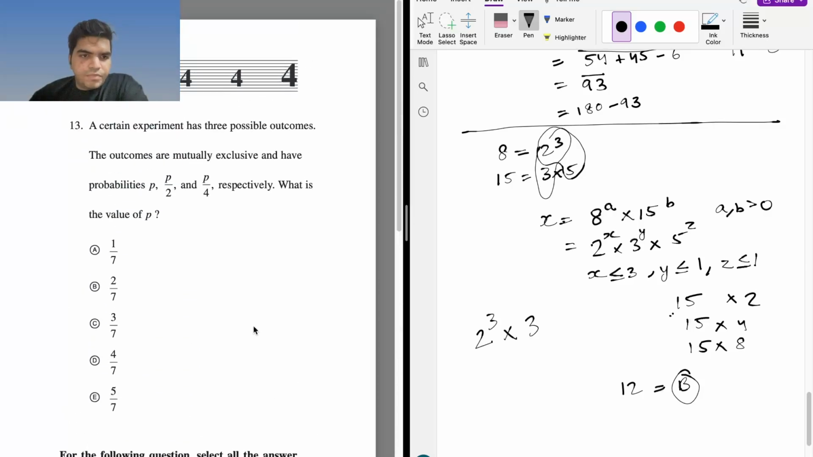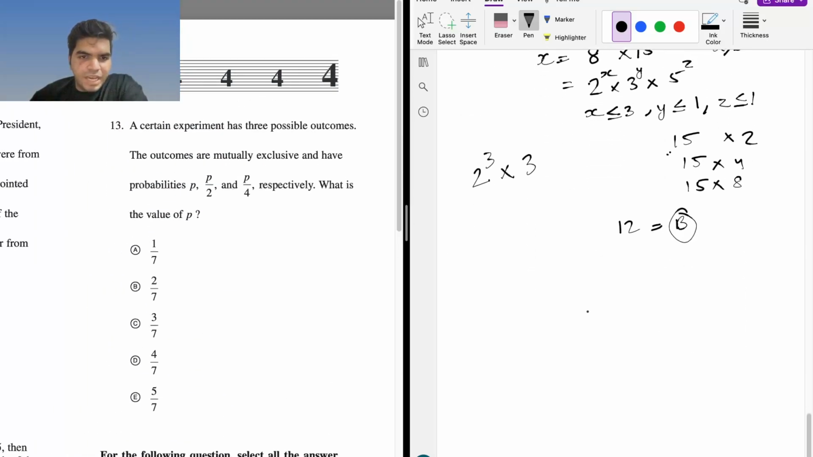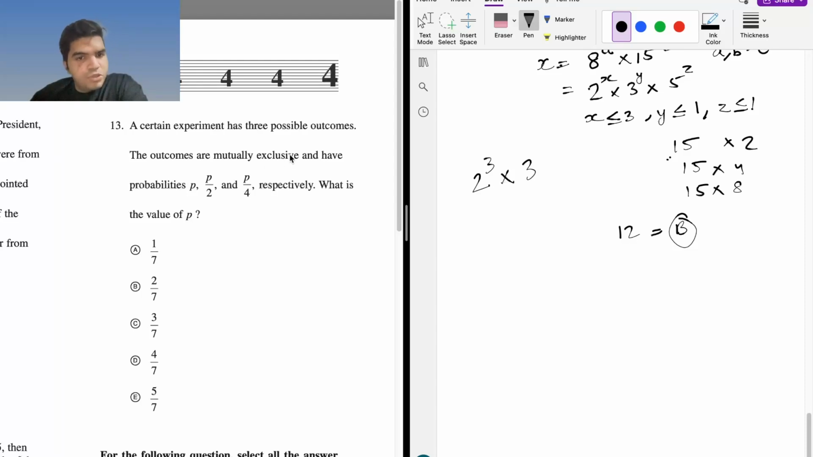Now, next question. A certain experiment has three possible outcomes. The outcomes are mutually exclusive. That means they cannot exist together, so there will be no intersection between the two scenarios. So if I roll a dice and say outcome one is it gets a positive number, outcome two is it gets a negative number, or odd number or even number, those are exclusive events. So either odd will happen or even will happen. Those kinds of questions are there. So mutually exclusive and have probabilities p, p by 2, p by 4. What is the value of p?